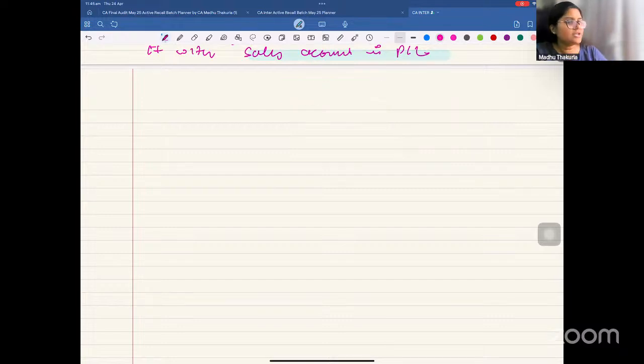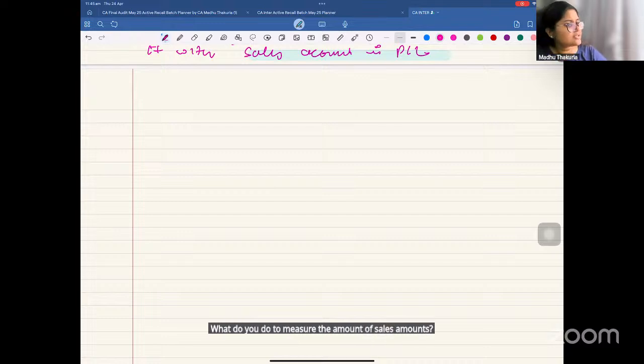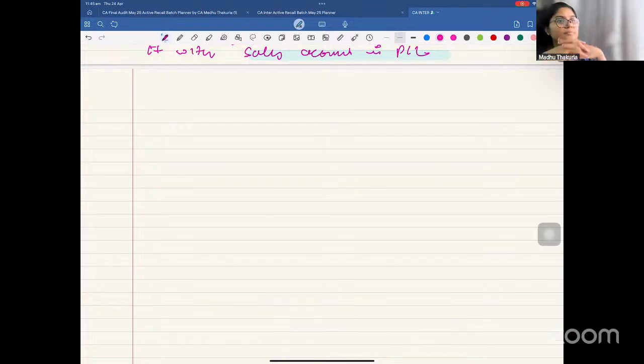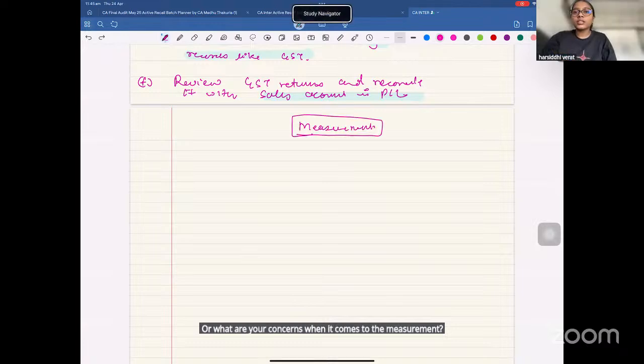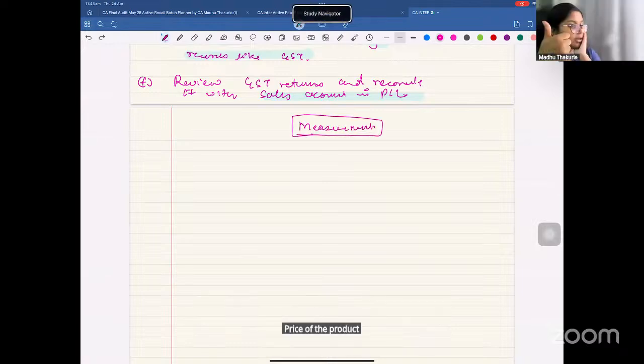What do you do to measure the sales amount? How do you measure the sales amount? What exactly are you going to verify here? Or what are your concerns when it comes to the measurement? Price of the product, discount calculation.